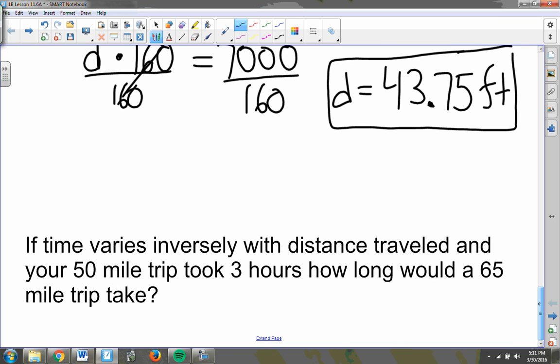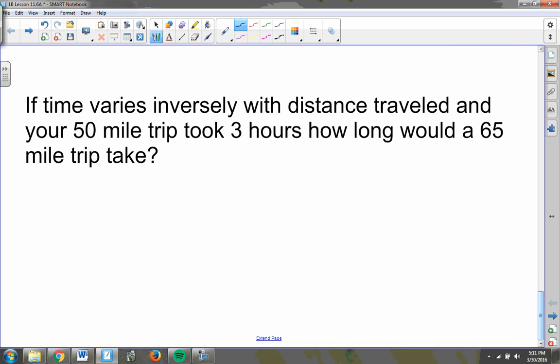I would like you to try that with this problem about distance and time. Time varies inversely with distance traveled. And our 50-mile trip took 3 hours. The question then is, how long would a 65-mile trip take in number of hours? Okay? Pause the video to take a look at this problem where you have, again, distance and time varying inversely. Try to figure out how long a 65-mile trip will take, and then come on back and I'll show you what we should get.